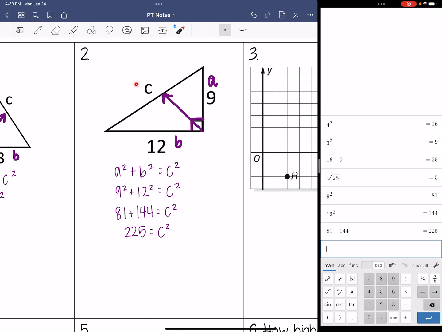Now, again, we're finding the value for c. I have c squared equals 225. So again, this means the value I have for c is being squared. Now, that means I want to do the opposite of that, and I'm going to take the square root on both sides. So taking the square root of 225, this equals 15. Here, c equals 15.